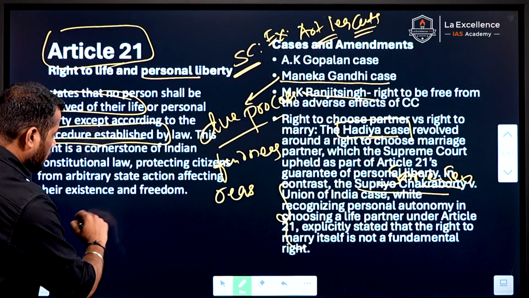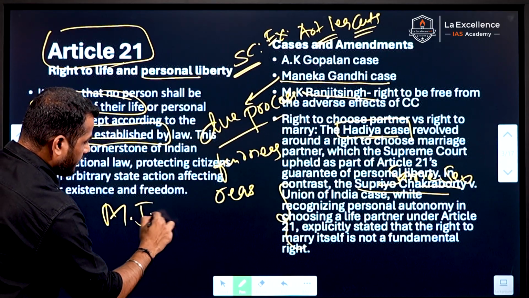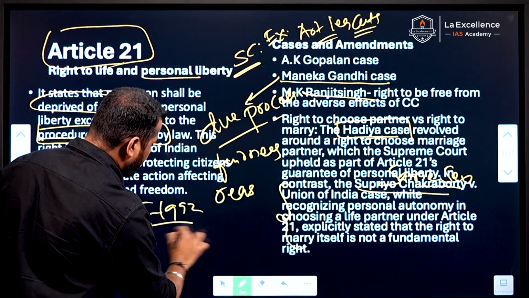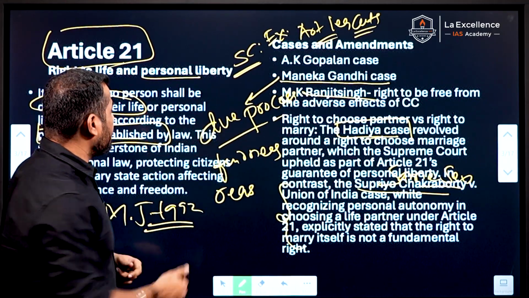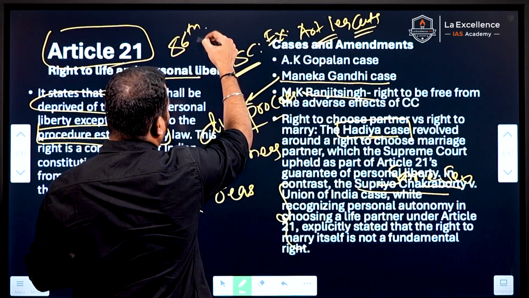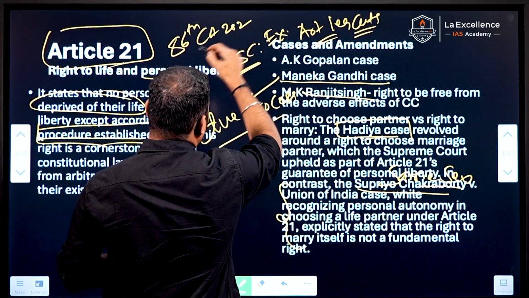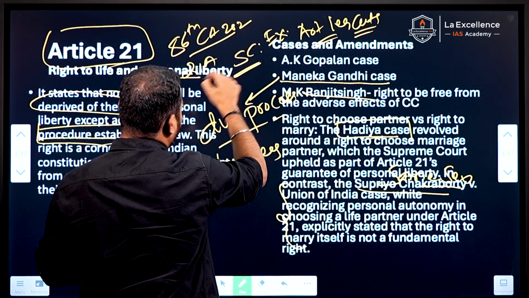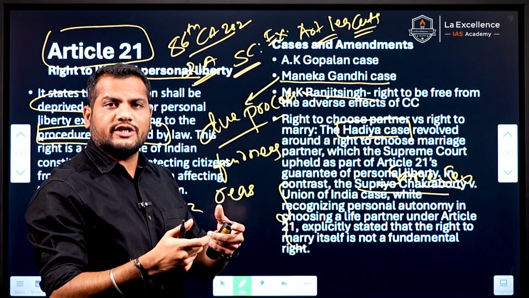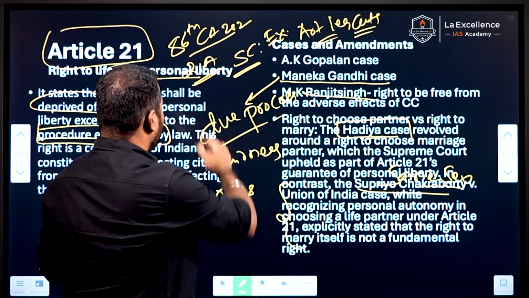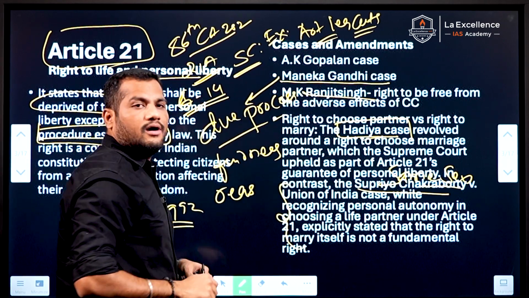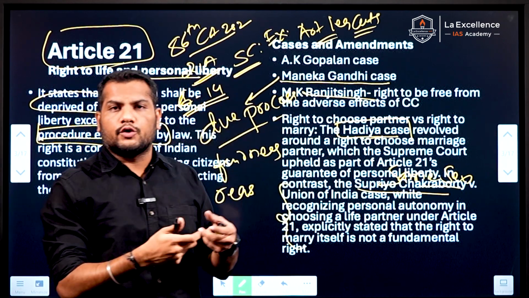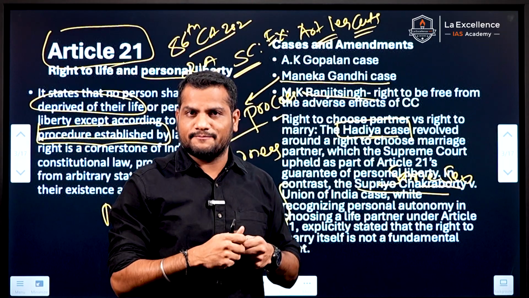According to the Mohini Jain case in 1992, the Supreme Court had said that the right to education is a fundamental right under Article 21. Accordingly, Parliament enacted the 86th Constitutional Amendment Act in 2002 and inserted Article 21A, making the right to education a fundamental right. Accordingly, children between 6 and 14 years of age are entitled to receive free education from the state.